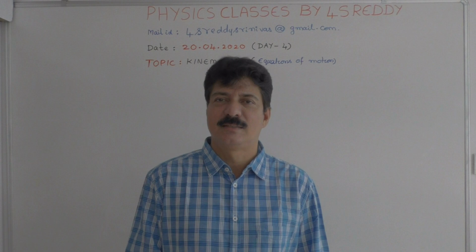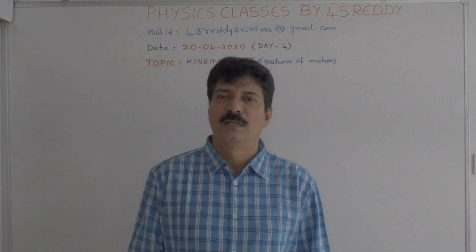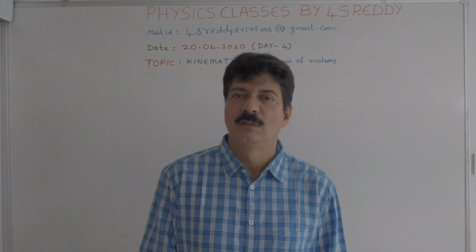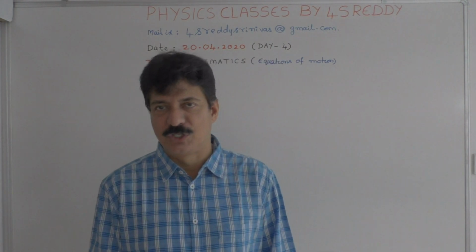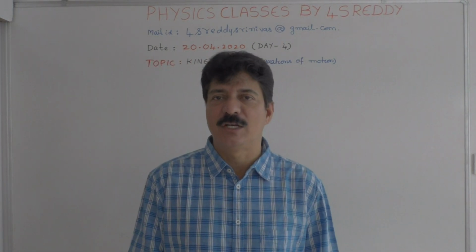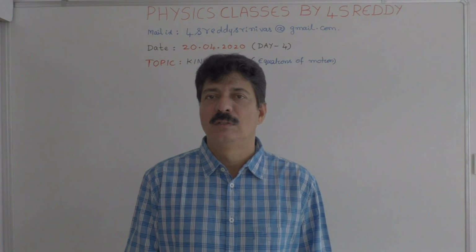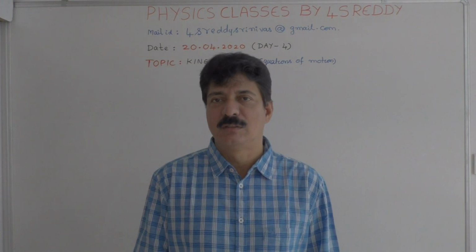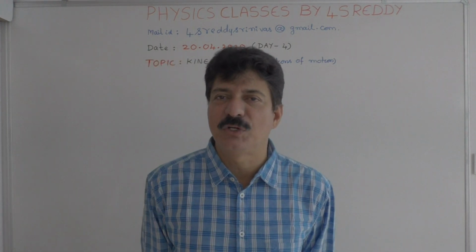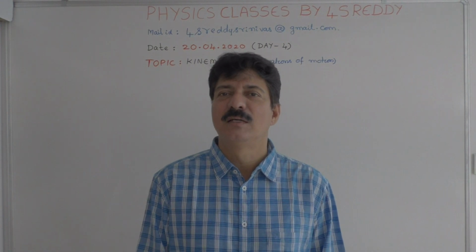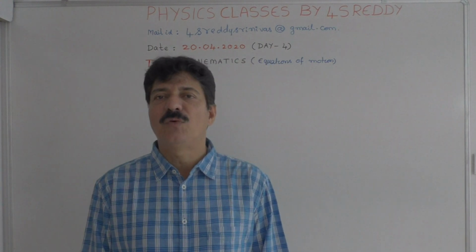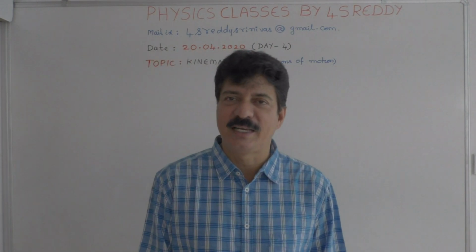In the previous class, we discussed acceleration, types of acceleration, and also uniformly accelerated motion. Whenever a body is moving with uniform acceleration, four equations hold good. One is v is equal to u plus at. Second one is s is equal to ut plus half at square. Third one is v square minus u square is equal to 2as. And fourth one is Sn is equal to u plus a into n minus half.